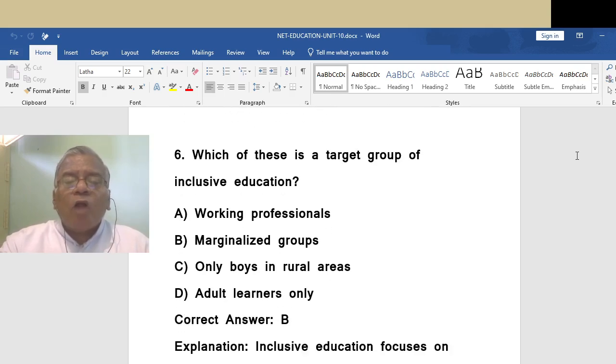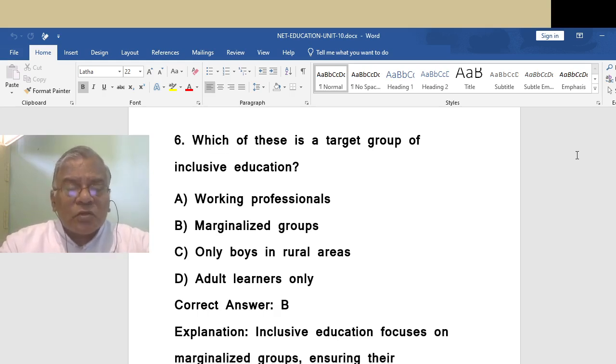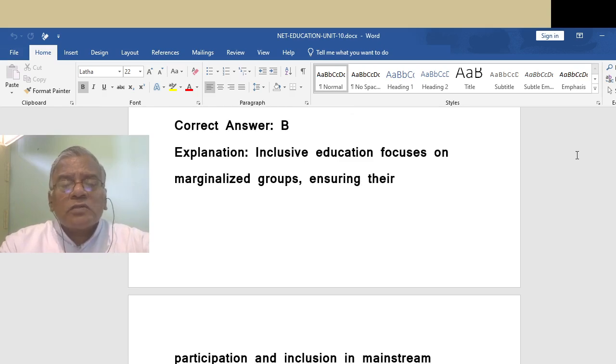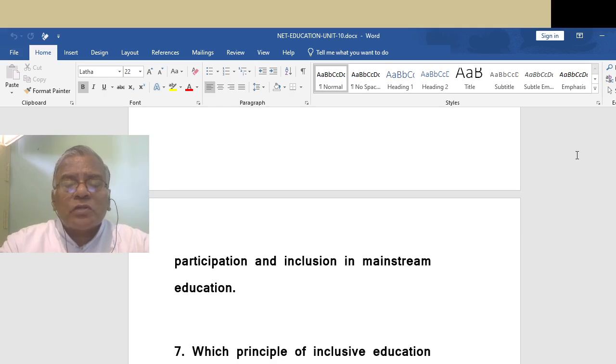Which of these is a target group of inclusive education? Working professionals, marginalized groups, only boys in rural areas, adult learners only. So which of these is a target group of inclusive education? That is marginalized groups. Inclusive education focuses on marginalized groups, ensuring their participation and inclusion in mainstream education.